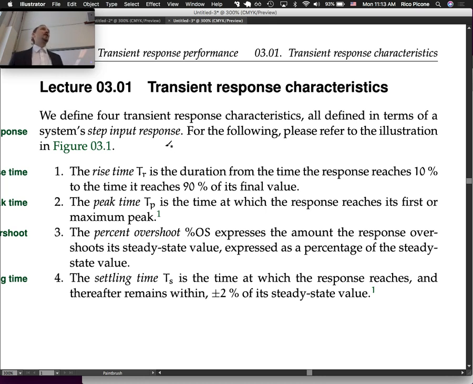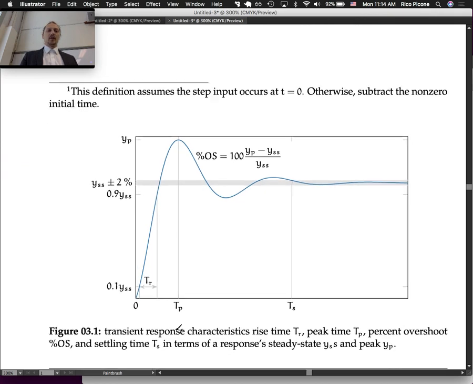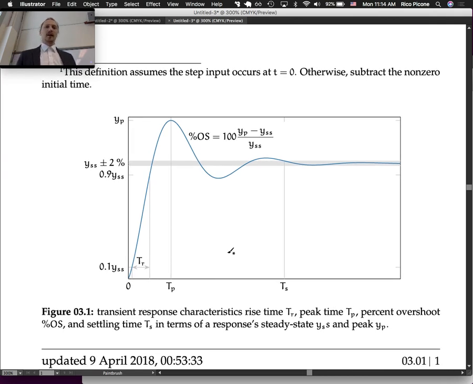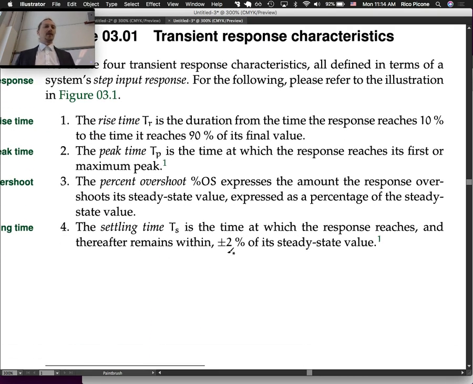And so it characterizes the transient response pretty well. You could use a Dirac delta impulse, which would characterize it, or even a ramp function. But we're going to use a step because that's the standard way people do this. They always use the step. It's pretty good, and you'll see why. Step response is really indicative of how a system is going to respond to an input in the transient way. So, for the following, please refer to the illustration of figure 3.1. This figure illustrates all of the response characteristics we're going to define now.